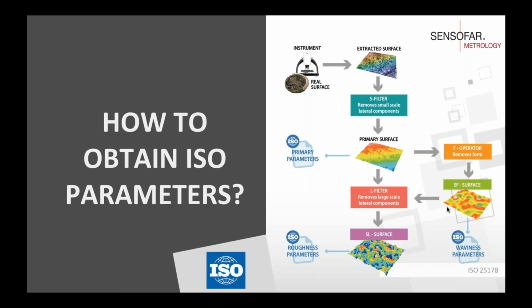And finally, and the most common option, it's going to be the following one, which is applying an L filter and having an SL surface, which means that we are going to keep those frequencies that are small. So from that data set, we are going to be able as well to calculate the roughness parameters.